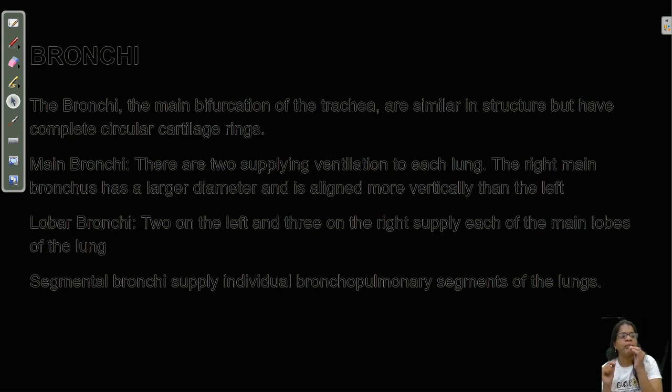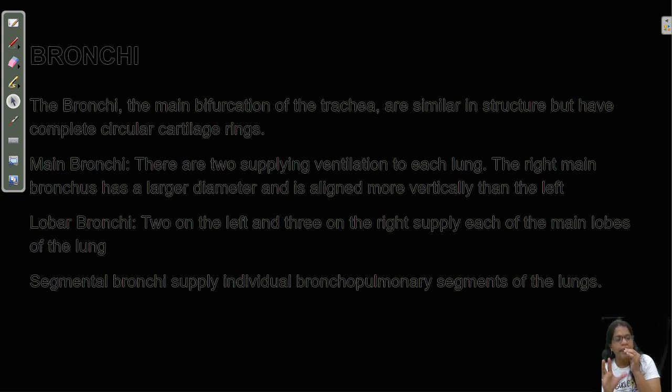The main bronchi are meant for supplying the ventilation for each lung, and the right main bronchi has a large diameter and is aligned more vertically than the left. These are small things, just please remember it. Lobar bronchi, two on the left and three on the right, supply each of the main lobes of the lung. Segmental bronchi supply individual bronchopulmonary segments of the lung.